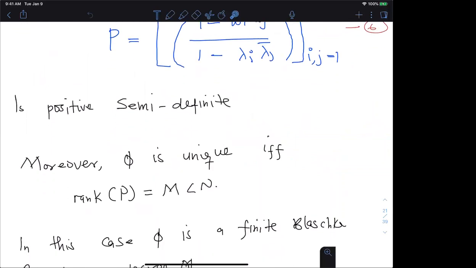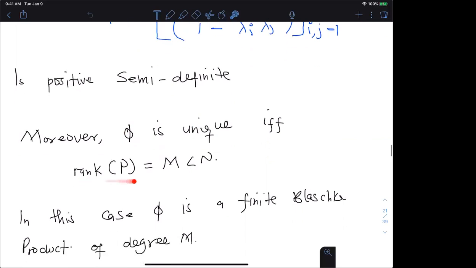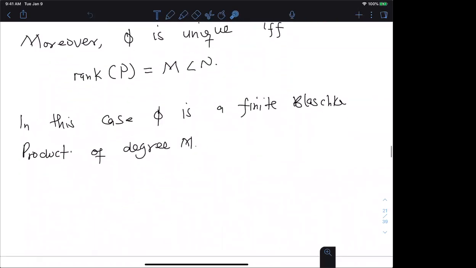Moreover, the interpolating function phi is unique if and only if the rank of the Pick matrix is strictly less than the dimension of the problem. So if the rank of the Pick matrix is m, which is strictly less than n, here we have lambda 1 through lambda capital N, then the interpolating function is unique. And if we have a unique case, then the solution is a finite Blaschke product with degree equal to the rank of the Pick matrix.